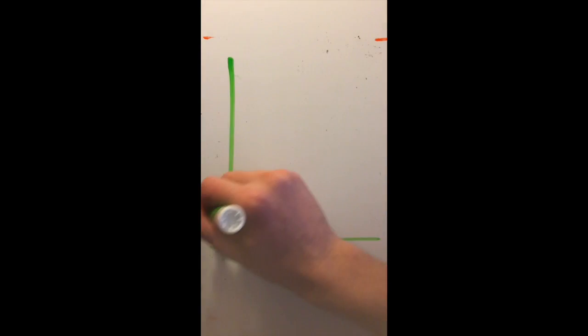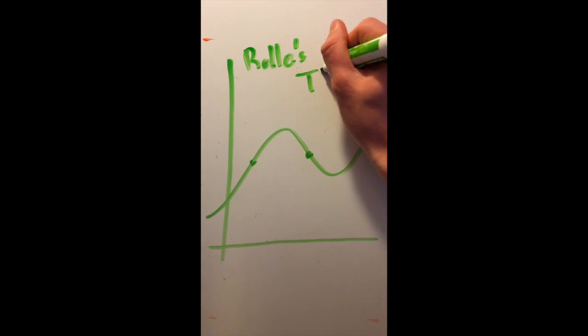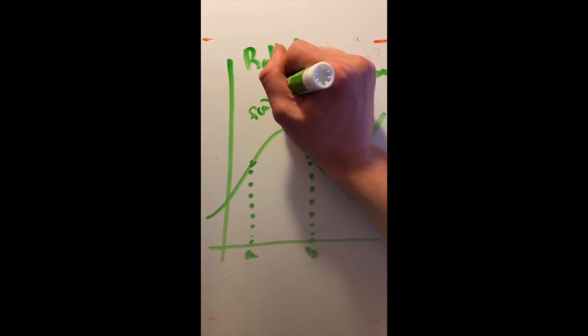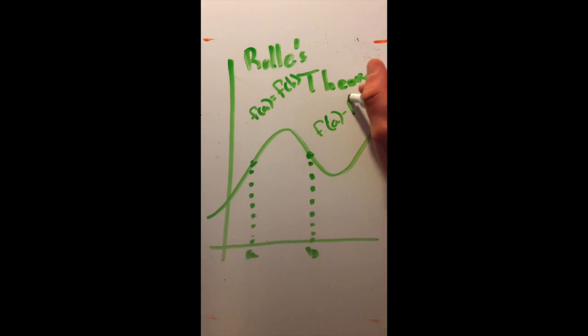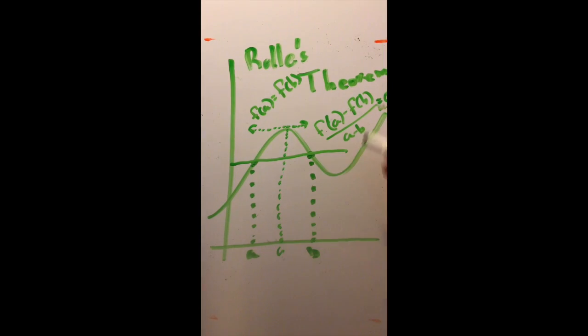Alright, now we have Rolle's theorem, which is pretty much the same as the mean value theorem, but for 0. So say we have a graph, and there are 2 points, f of a and f of b. If f of a equals f of b, then we know that the secant slope between those 2 points equals 0. So therefore, there must be a point c in between where the derivative equals 0.